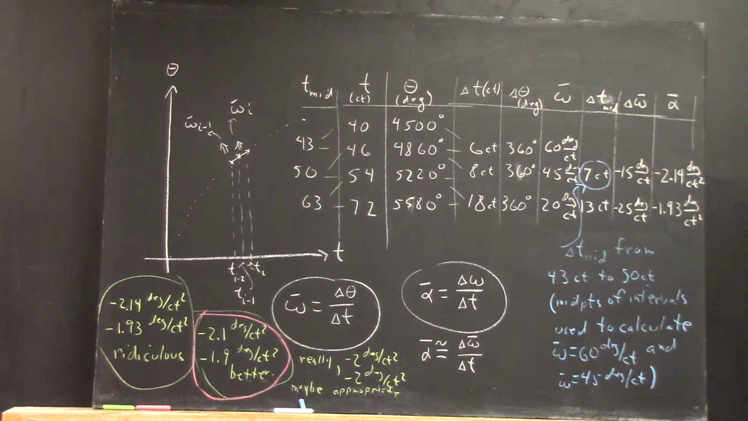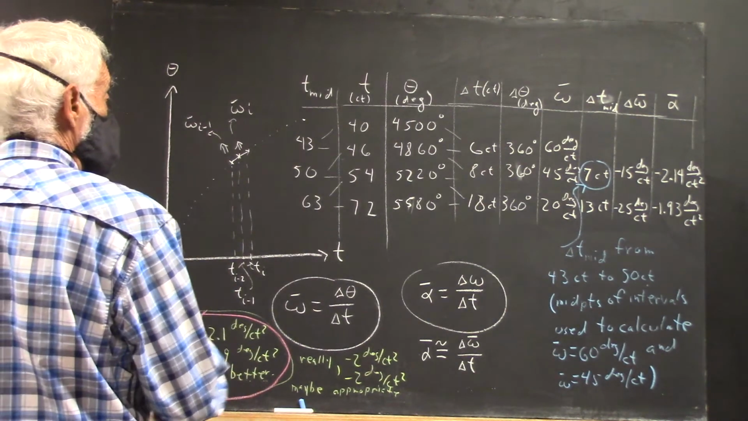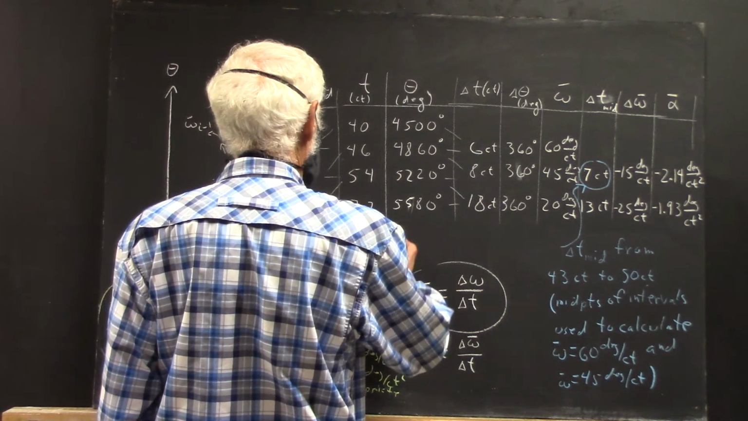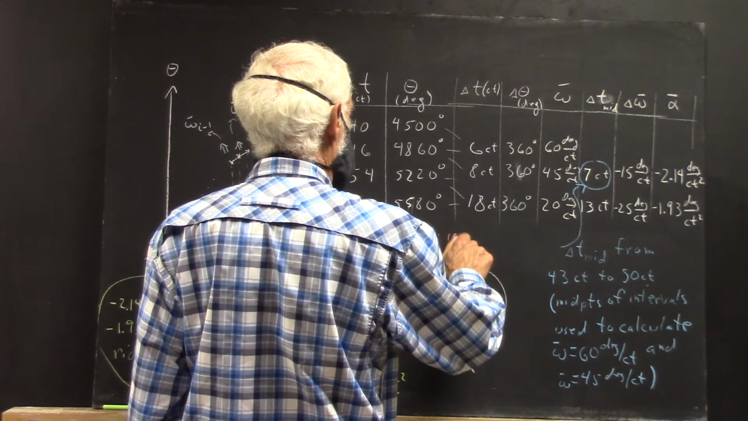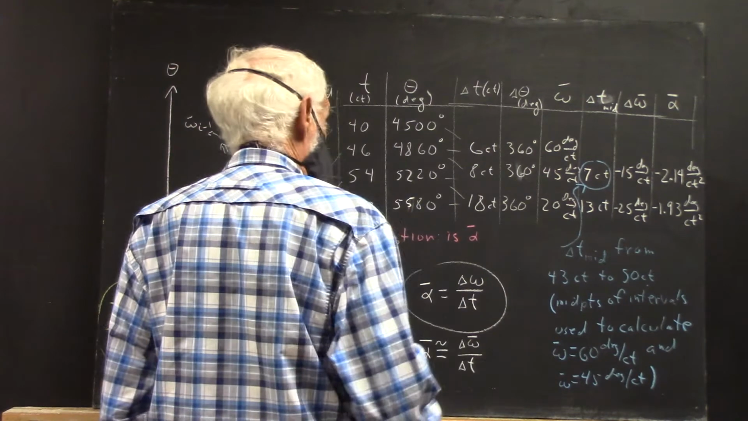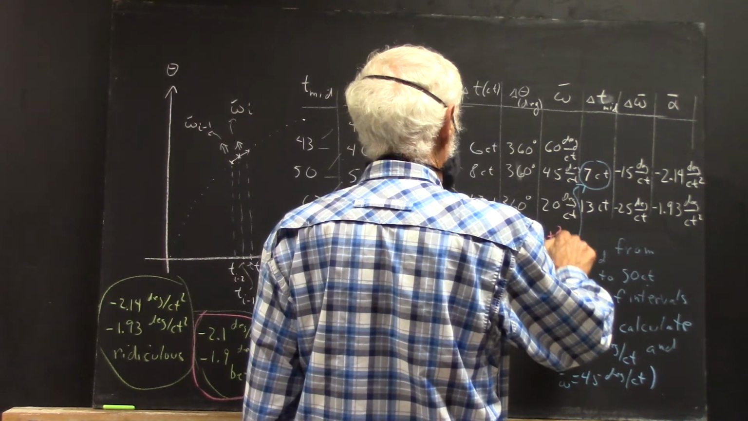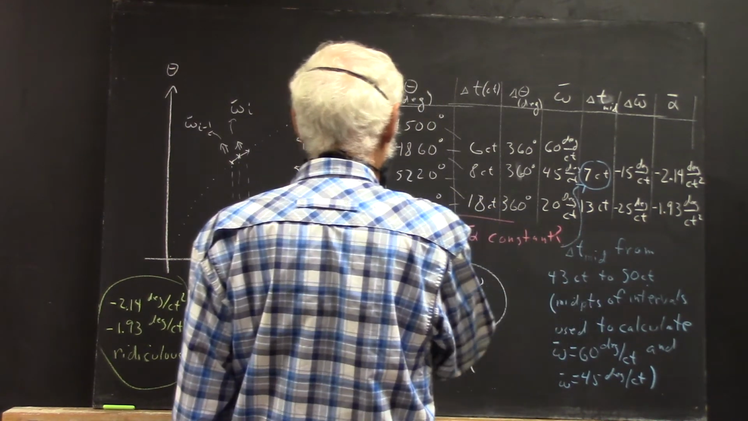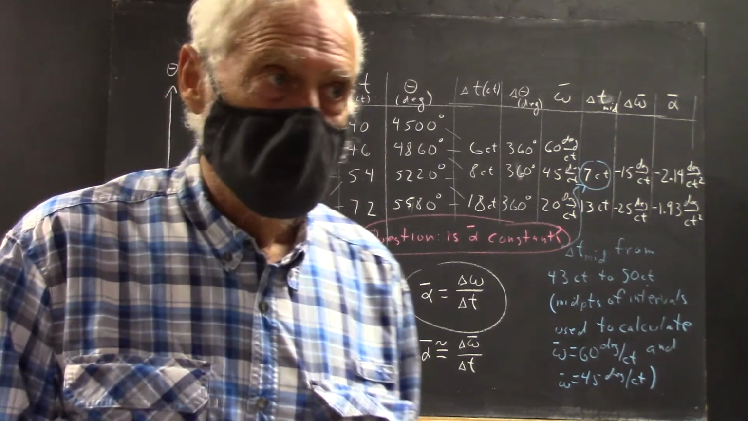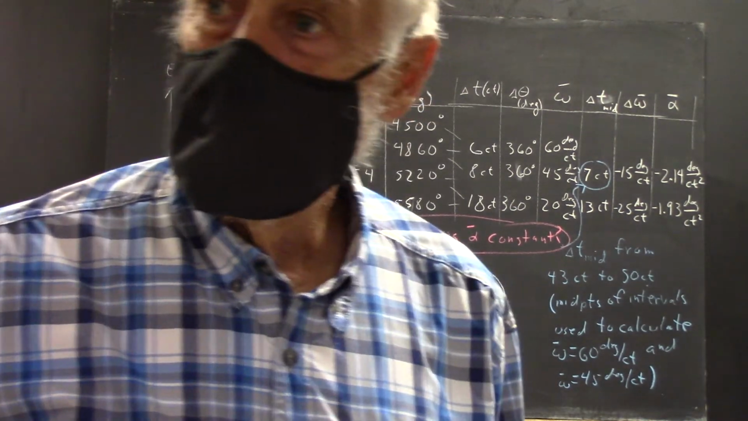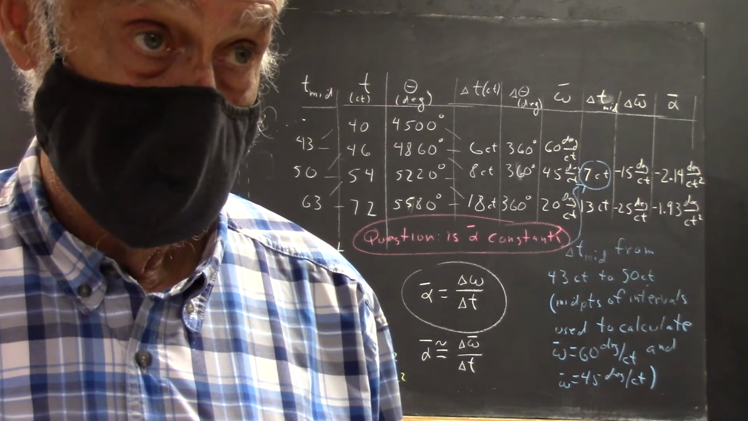Okay. Now the big question suggested by this data: is alpha bar constant? And that's a question you're going to attempt to answer by analyzing the data. Okay?